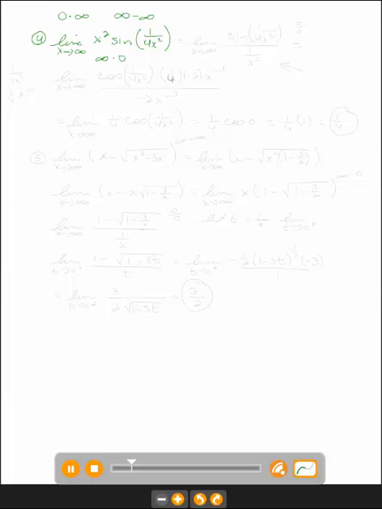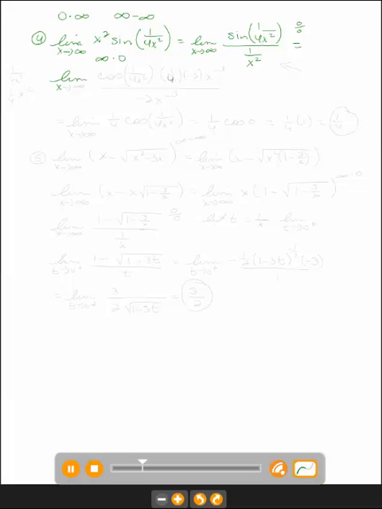Now the way we fix this is we move one of them. In this case, I'm going to move the x squared, and I'm going to rewrite this as the sine of 1 over 4x squared over, if I bring it down, x to the negative 2, but I'm going to write it like that. Now when you stick in infinity, you get 0 on top and 0 on the bottom. So now we can run with L'Hopital.